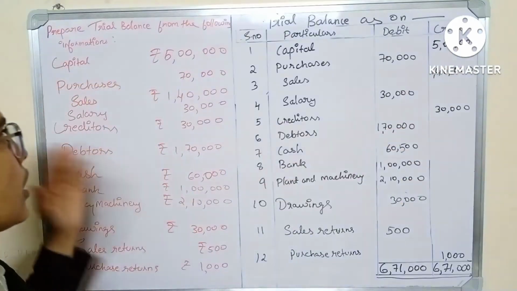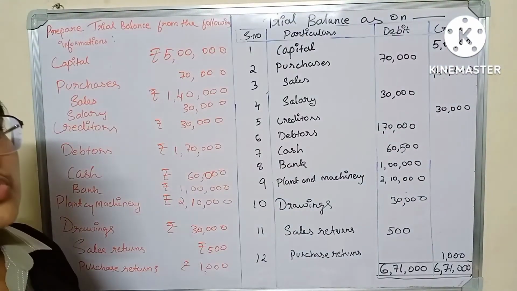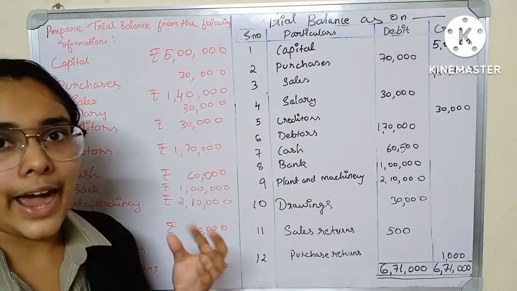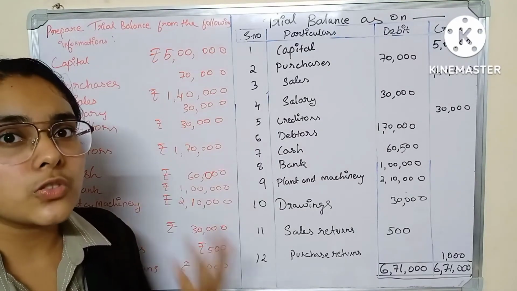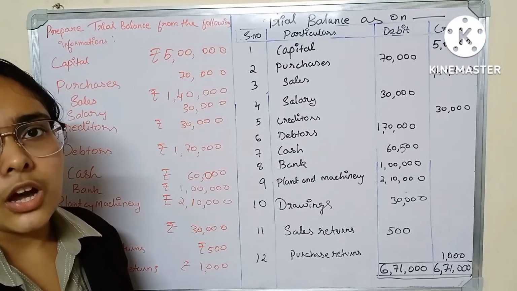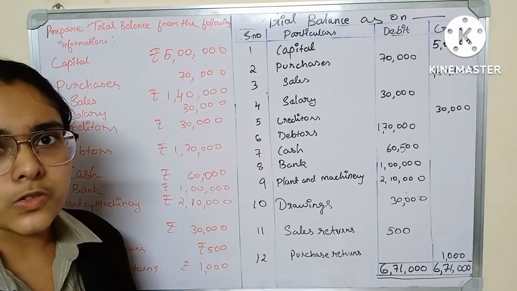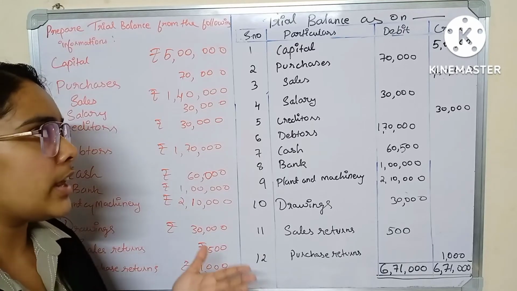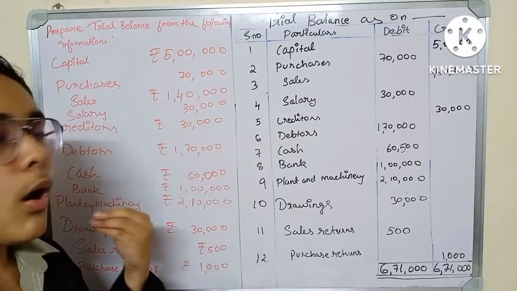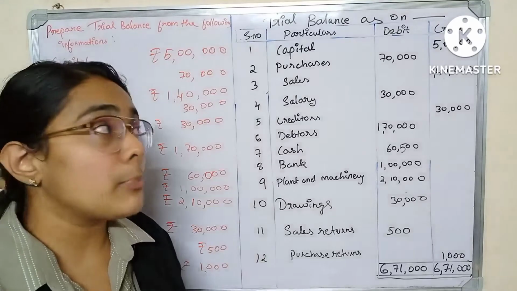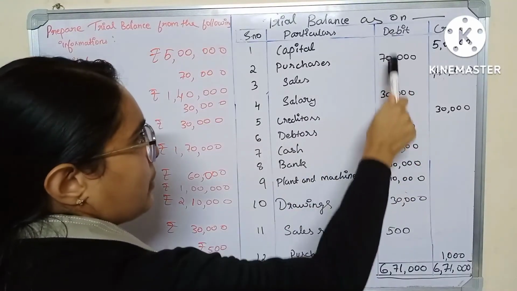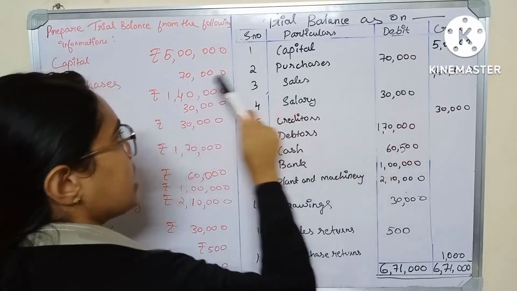Then you have purchases. Purchases is a direct expense to the business. You have to spend money and purchase goods, and sometimes you may process it and you might resell it. Let it be anything, purchase is an expense. So all expenses have which balance? Debit balance. So I have written here debit balance. On the debit column I have written 70,000.